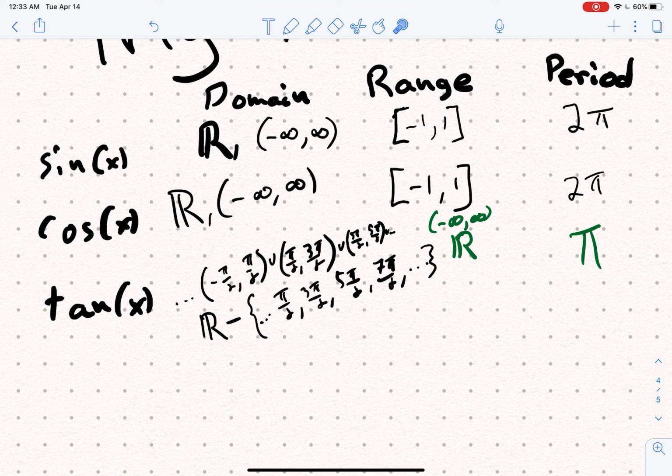Okay, that's our introduction to the basic trig functions. In the next video, we'll look at what happens when we start to modify these functions.